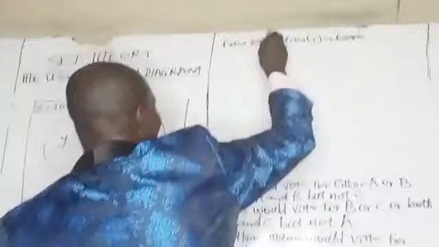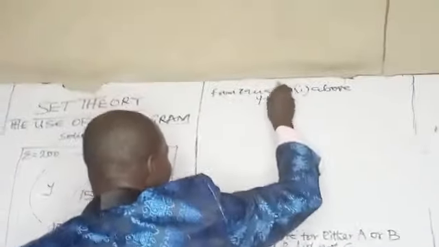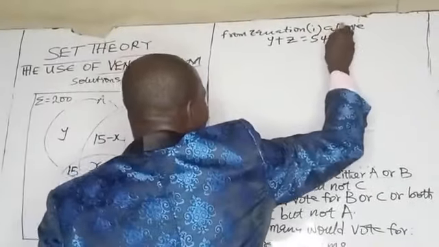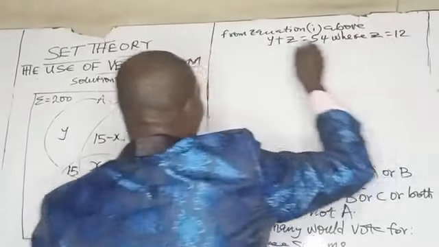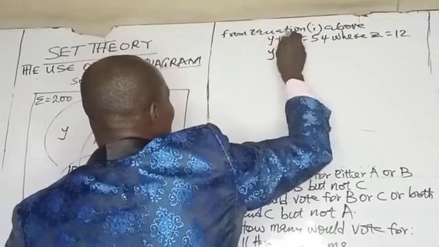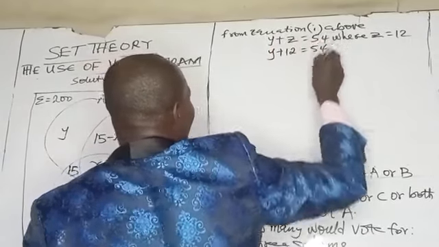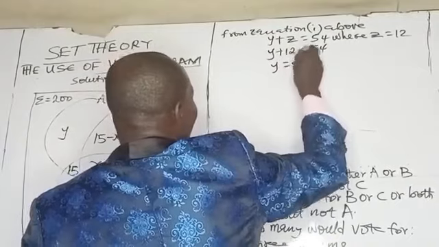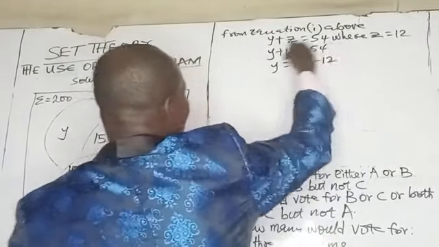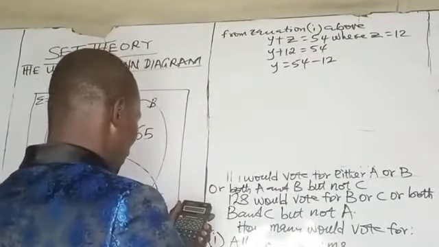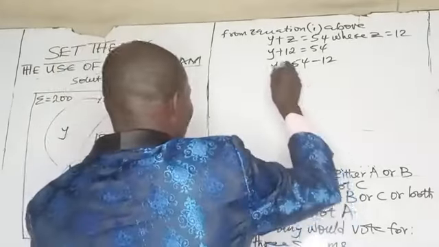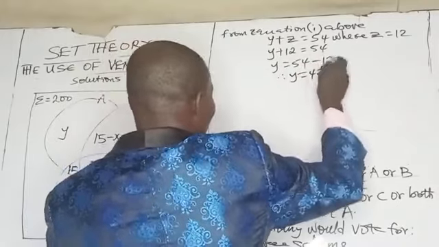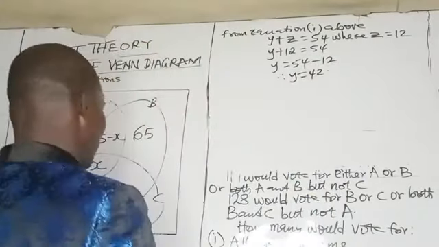So Y plus Z equals to 54, where Z is 12. Substitute that 12 for Z, so you have Y plus 12 equal to 54. The Y will be 54 minus 12. If you collect the like terms, 54 minus 12, so you'll be left with 42. Therefore, Y equal to 42. You've gotten the value of Y.